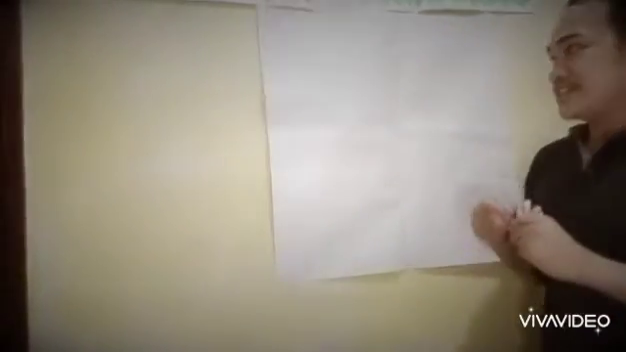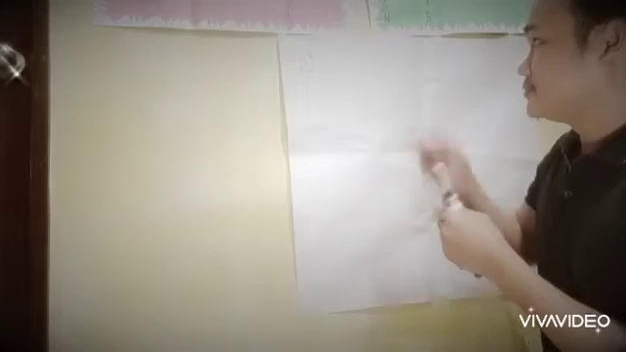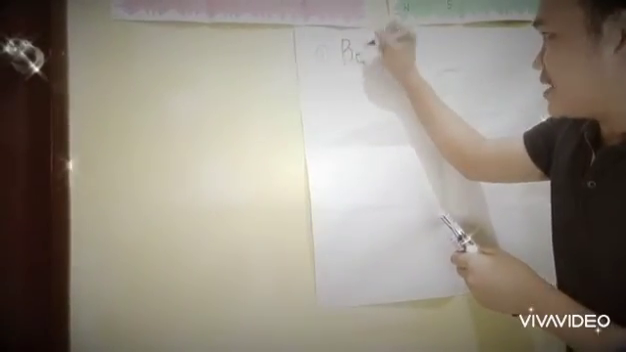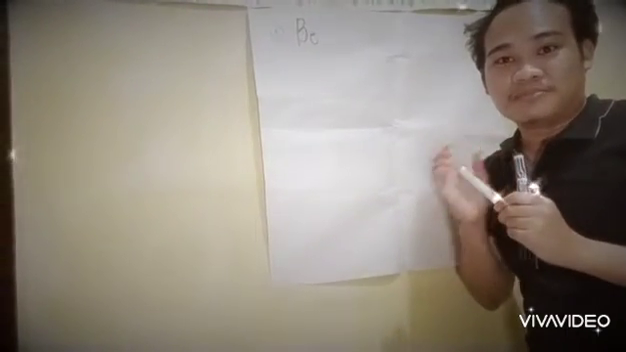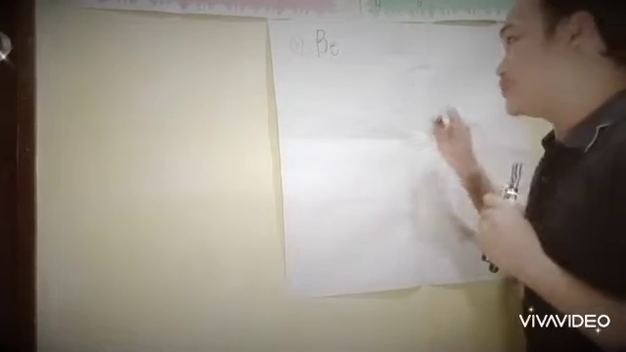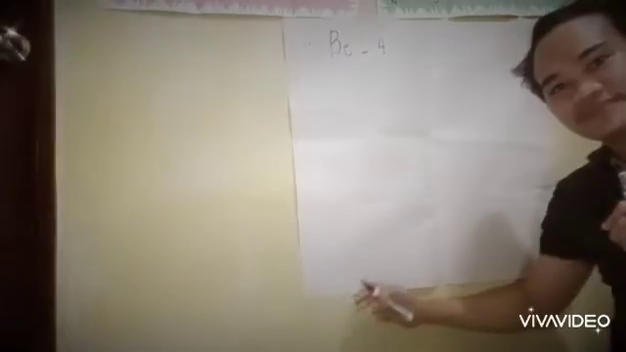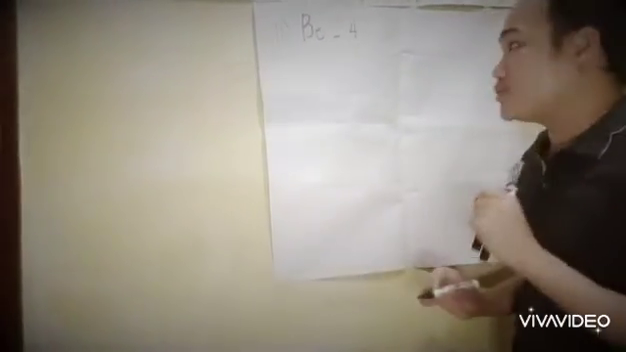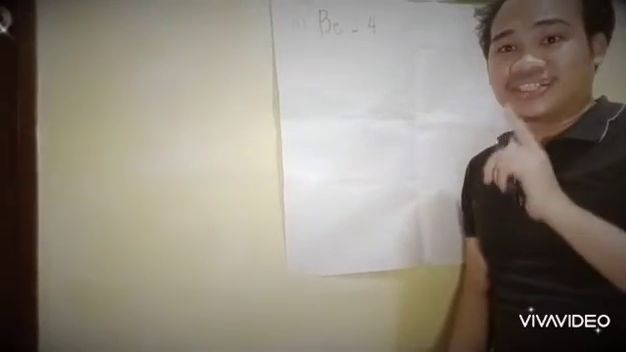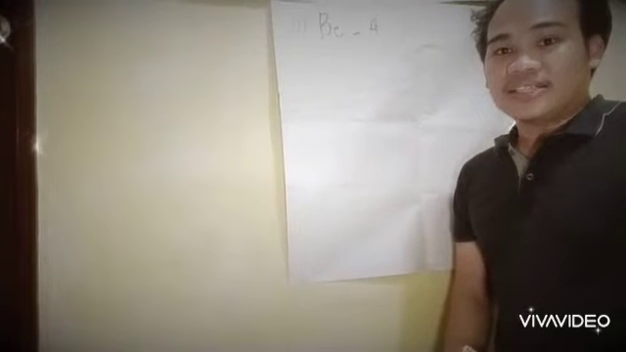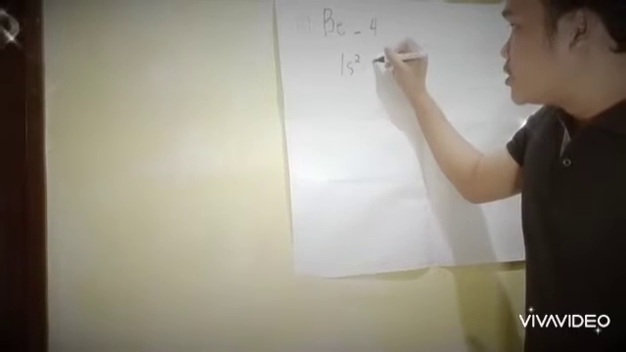First example, we have Be. What is Be? That is beryllium. What is the atomic number of beryllium? Very good, that is 4. So let's draw the electron configuration, because always remember that electron configuration can help to determine the valence electron of an element. So 1s2, 2s2.